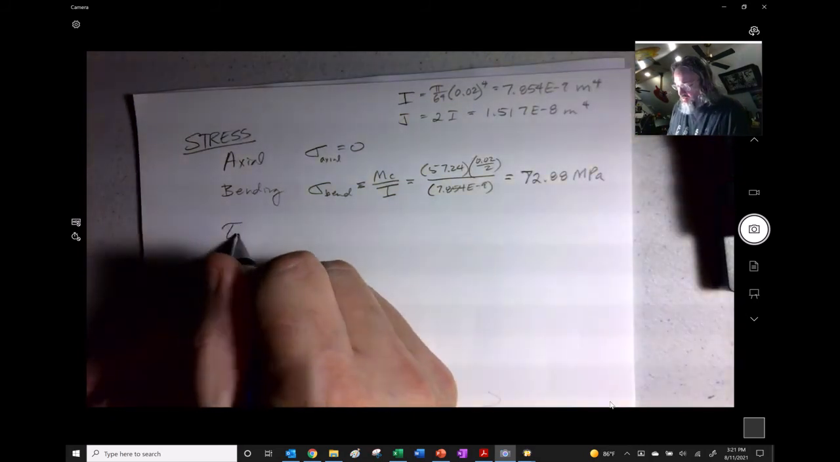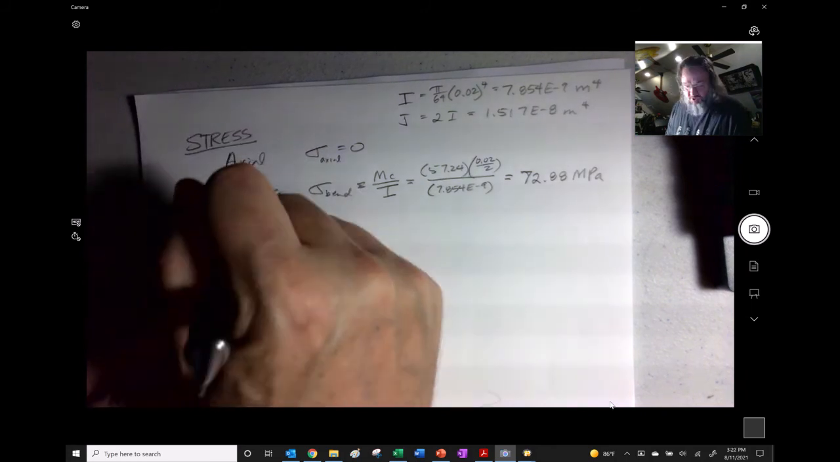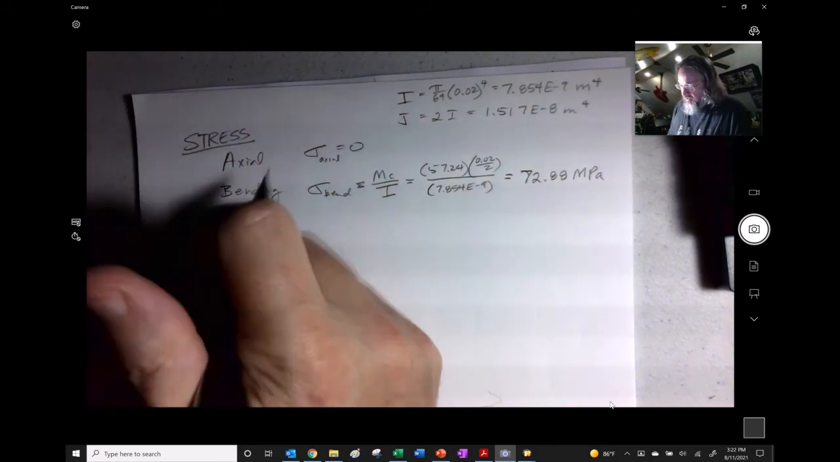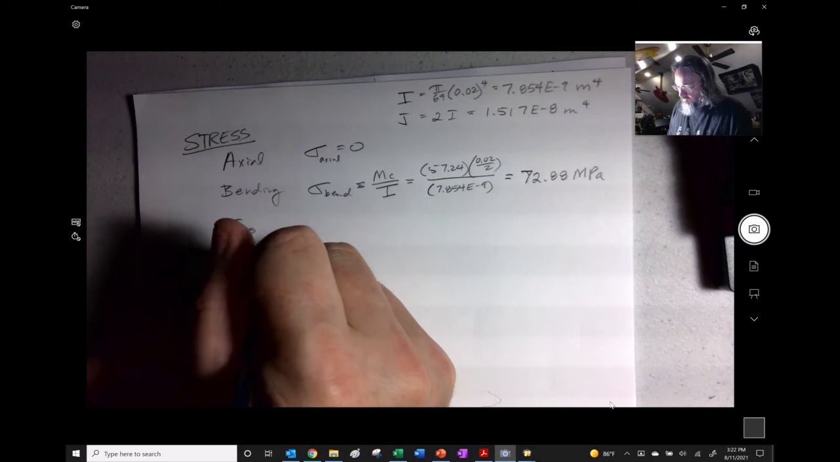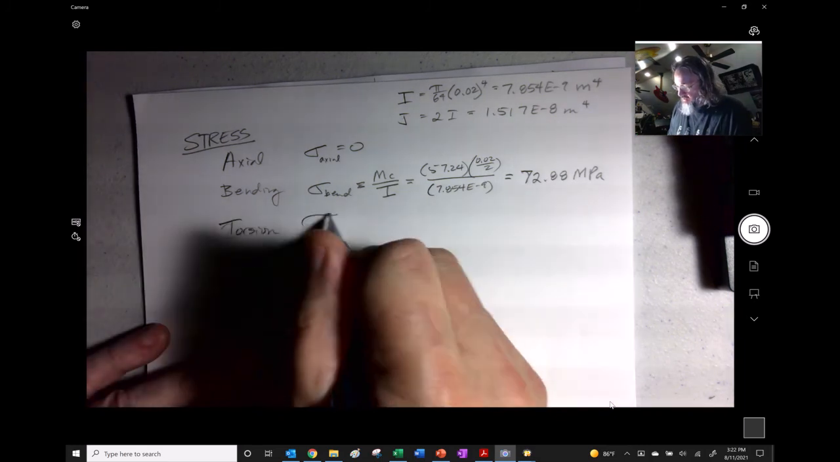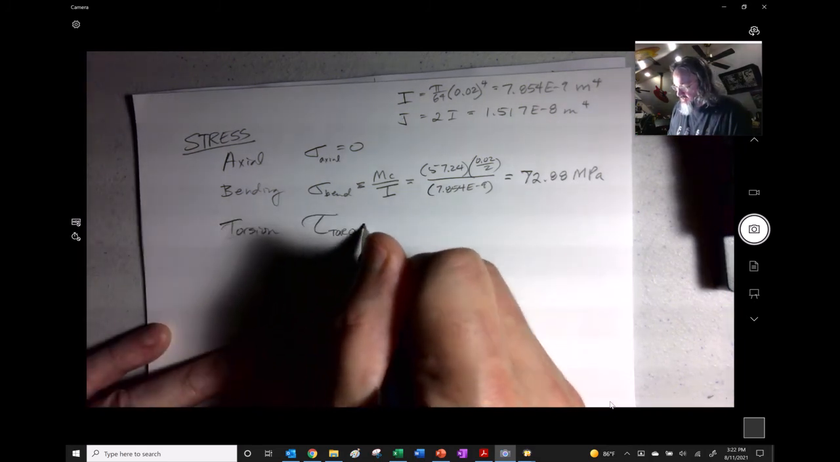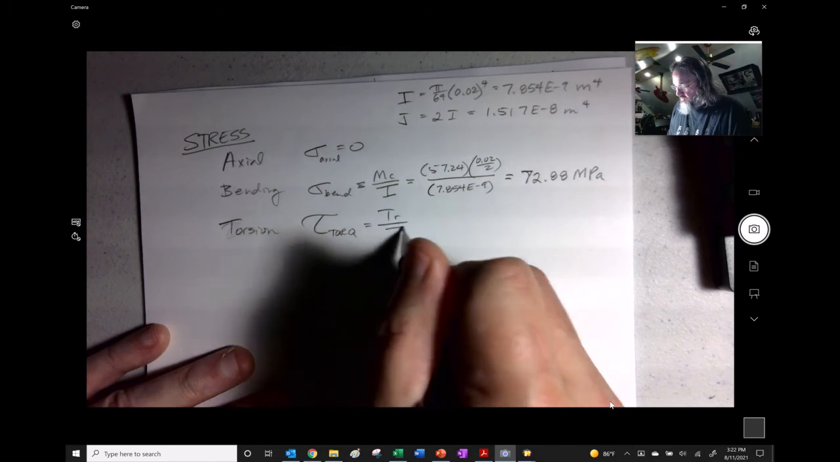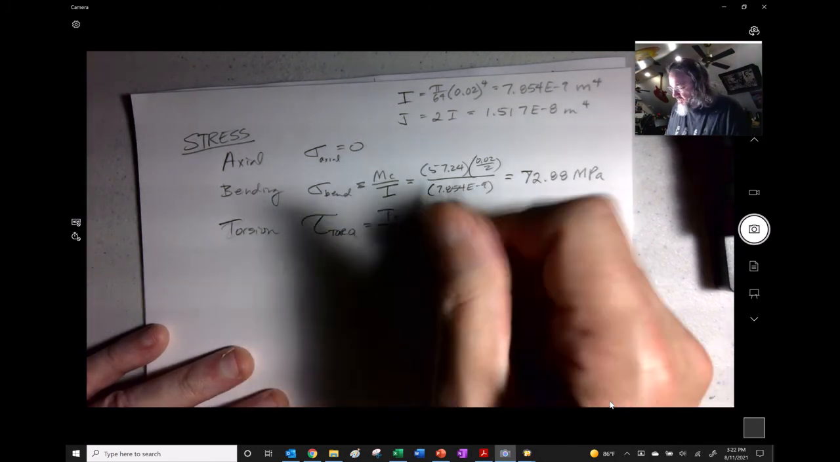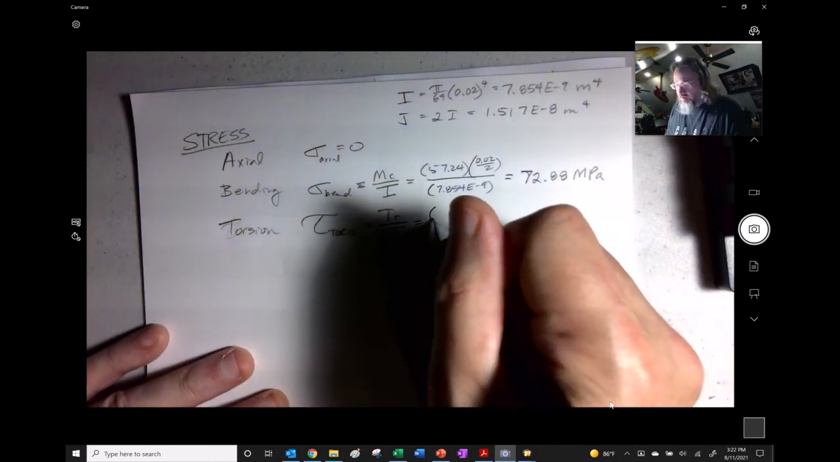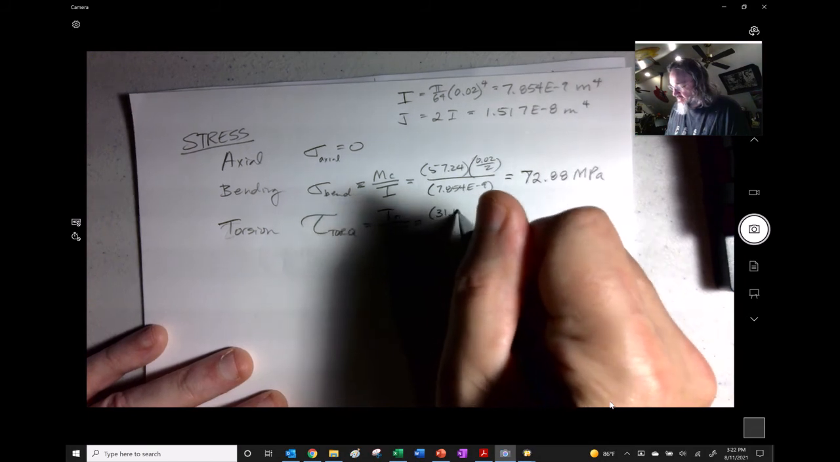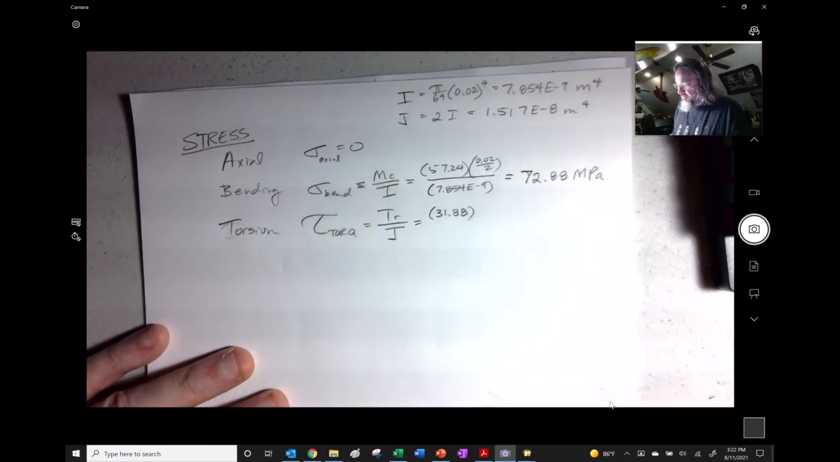Now we go to torsion. Tau, the torsional shear stress, is equal to T r over J. And the torque, you'll recall, we calculated 31.88.